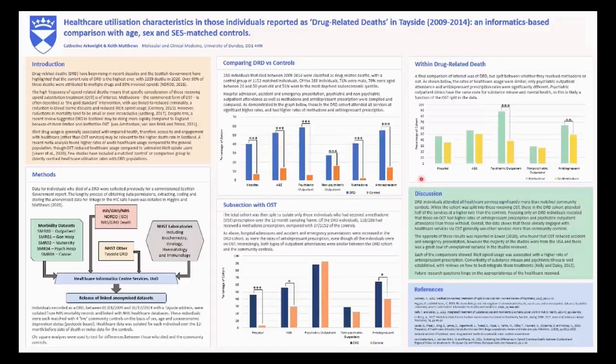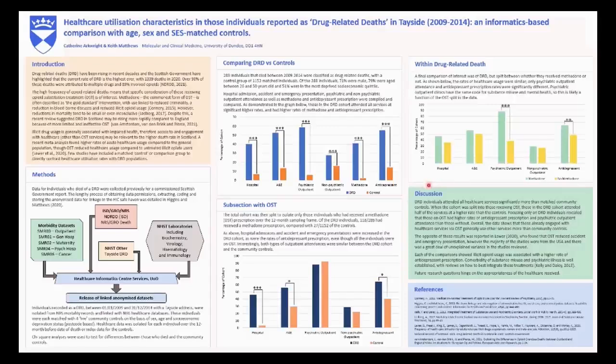This final graph looks only at the individuals who died a drug-related death, and these were split by whether they were in treatment, so receiving a methadone prescription, or not. And interestingly, there was no significant difference between accident and emergency presentation, despite previous research suggesting that being in treatment had a protective effect and reduced presentation rates.